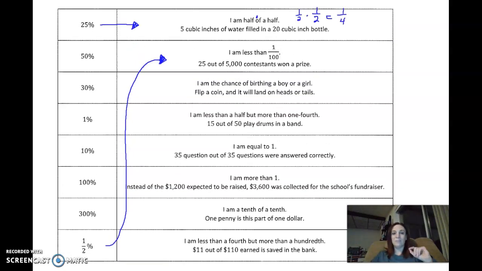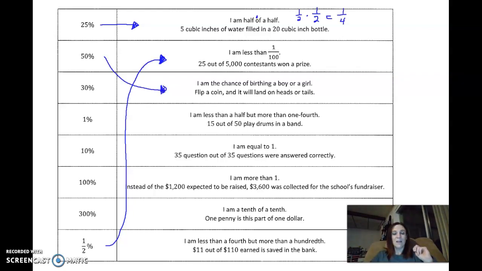Then we have, I am the chance of birthing a boy or a girl. If you're having a baby, is it going to be a boy or a girl? Or if you flip a coin, is it going to be heads or tails? So kind of what they say is like a 50-50 chance, right? So we're going to take this 50% here and we're going to slide that here.